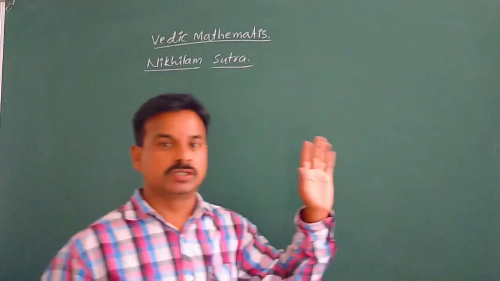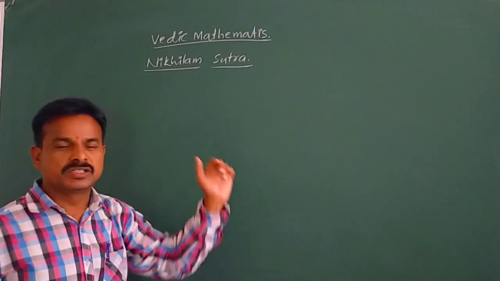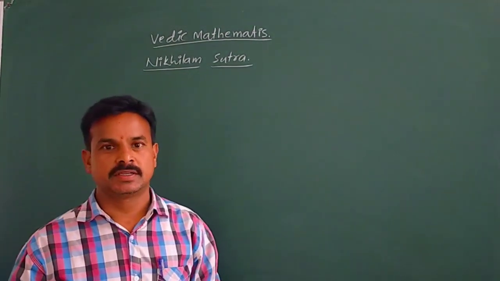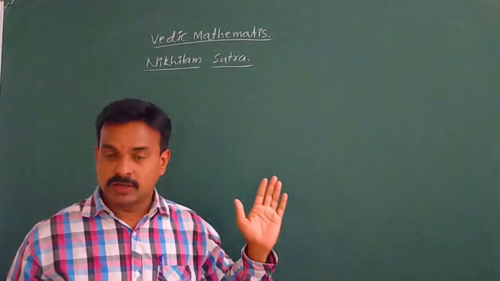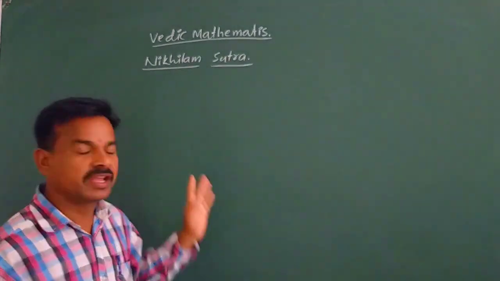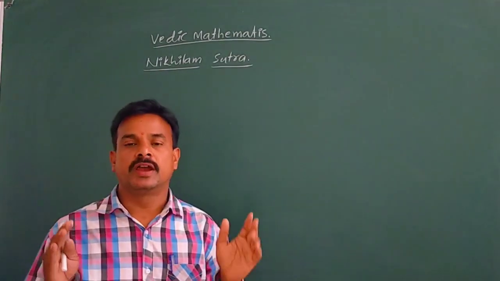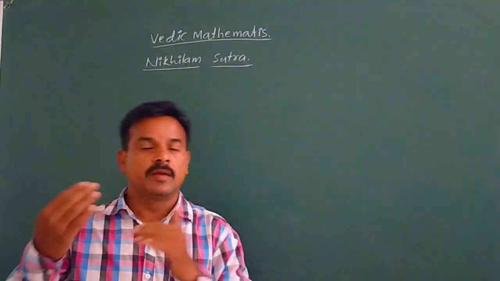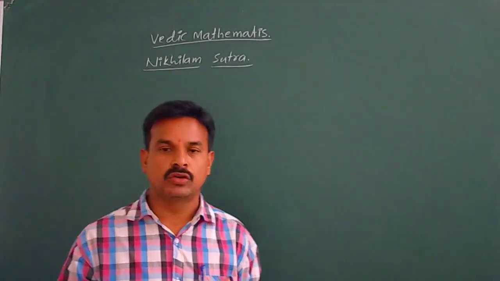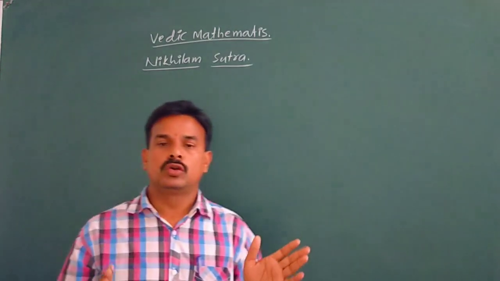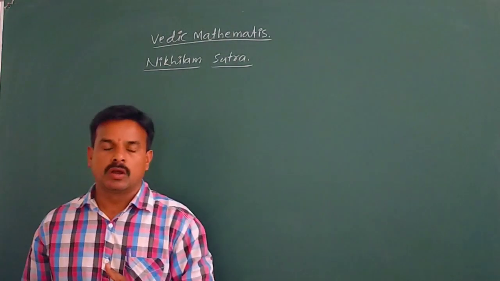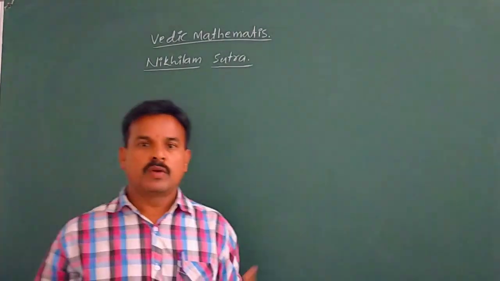Today we have to discuss this Nikilam Sutra, that means multiplication of any two numbers near to 10 powers by using Nikilam Sutra from Vedic mathematics. In two previous classes we learned the multiplication of any two numbers near to 10 powers, below 10 powers and above 10 powers also. And today we have to discuss the multiplication of two numbers where one is below 10 powers and another one is above 10 powers.